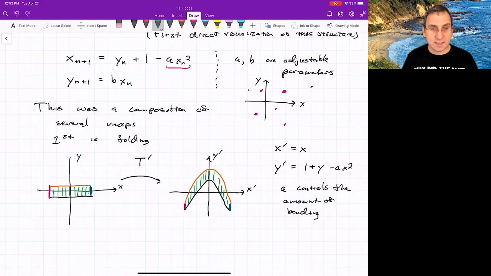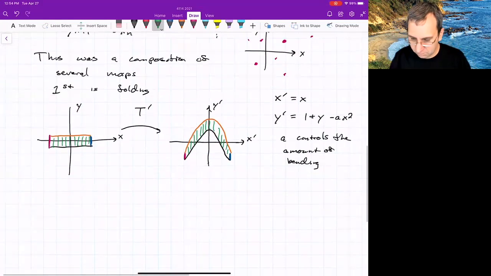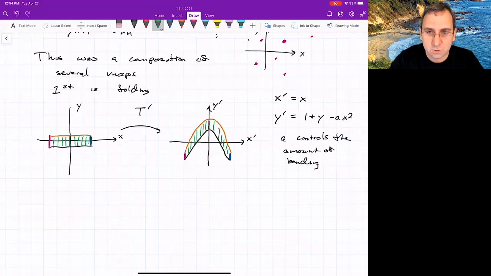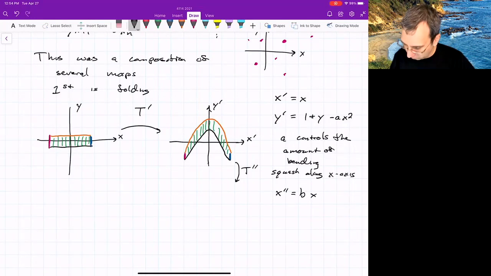Okay. Now the next step is to squash. So it's kind of like stretching, but negative stretching, shrinking. We squash along the x-axis. We'll call that T double prime. And this will just look like X double prime equals B X prime, where we want the magnitude of B to be less than 1. So we're squishing. And Y double prime just equals Y prime. So these are both primes.